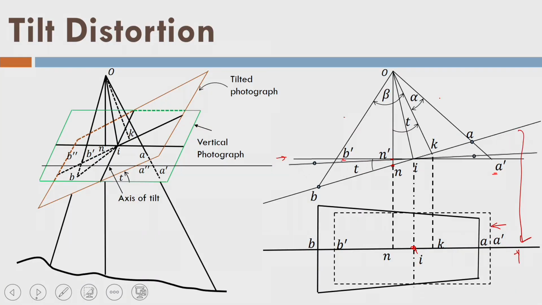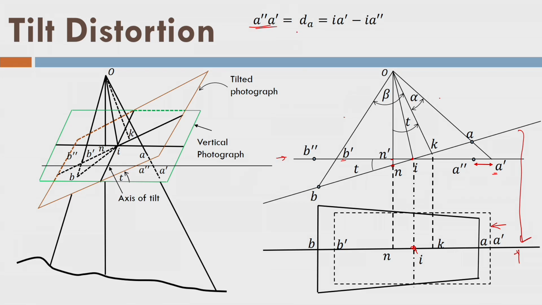like this. Because of the rotation, the distance from this point I to B is equal to I to B dash. So, this distance I can write here, A dash A is equal to dA, that is the tilt distortion in point A. This distortion you can see here, and it is equal to I A dash minus I A double dash, right. This point is A double dash here, and this is your A dash.